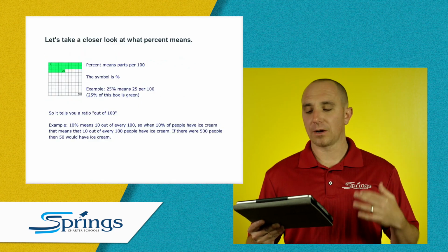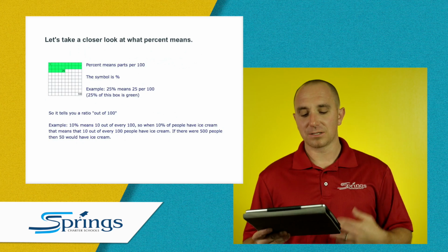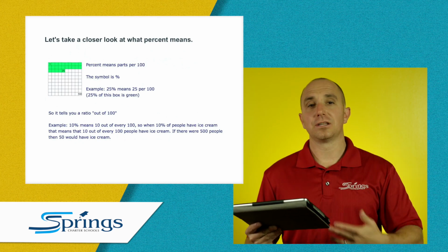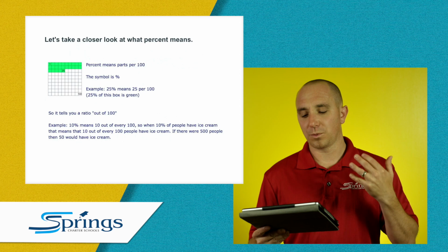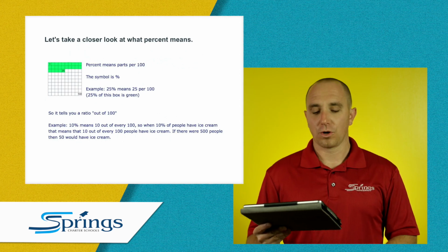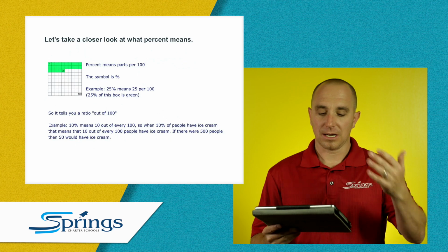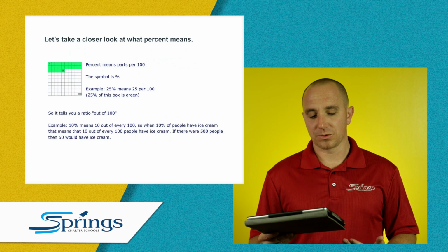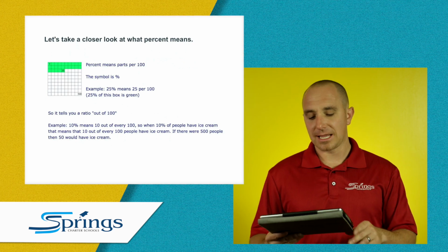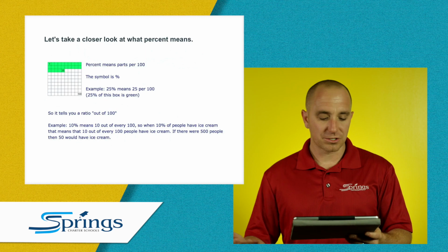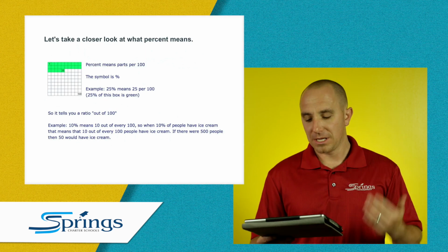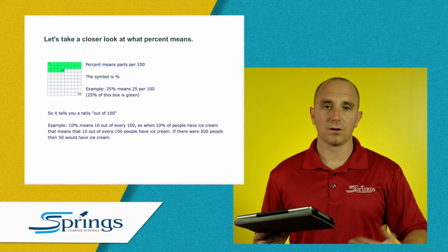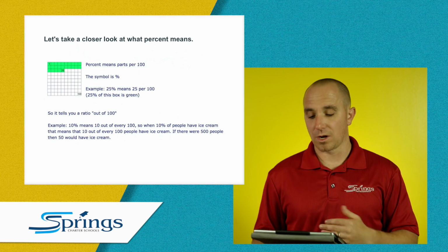Now, let's take a closer look at what percent means. So percent means parts per 100. So the symbol, which is your percent sign, denotes that it's a percent. So an example would be 25% means 25 per 100, or 25% of this box that you see here is green. So it tells you the ratio out of 100. So another example would be 10% means 10 out of every 100. So when 10% of people have ice cream, that means that 10 out of every 100 people had ice cream. So if there are 500 people, then 50 people would have ice cream. So even though the number might be larger, your percent is still out of 100.